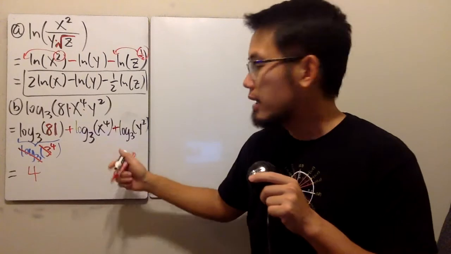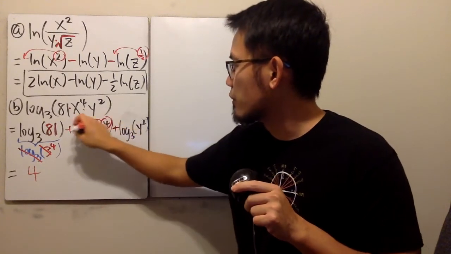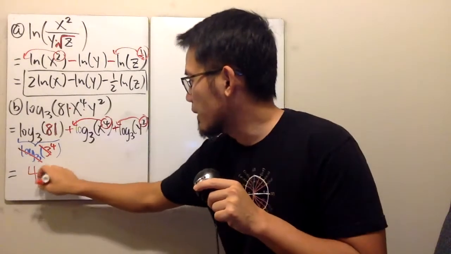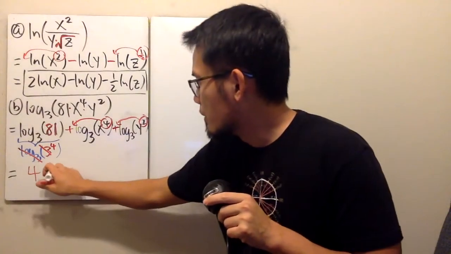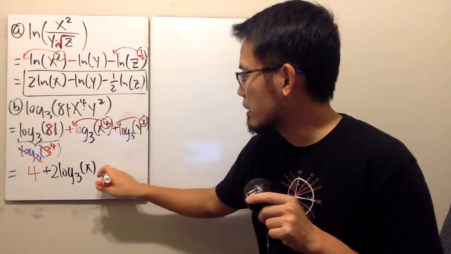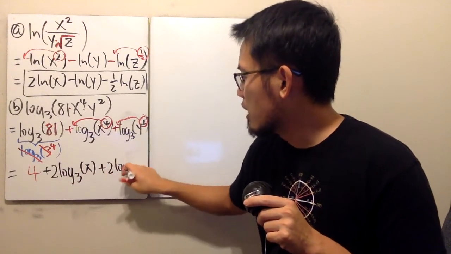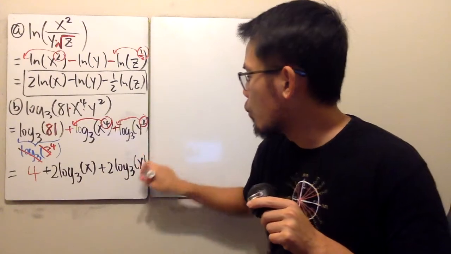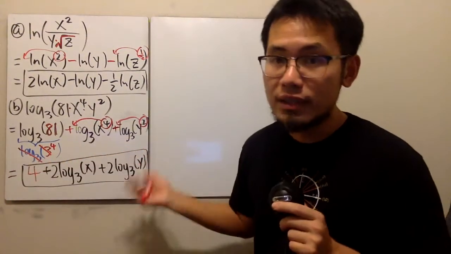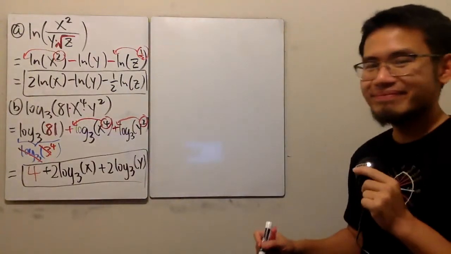And then for the second part, we are going to bring the 4 to the front. And then for the last part, bring the 2 to the front. So finally, we'll just write this down. 2 log base 3 of x, and then this right here, plus 2 log base 3 of y. And with that, we are done for the second one, right?